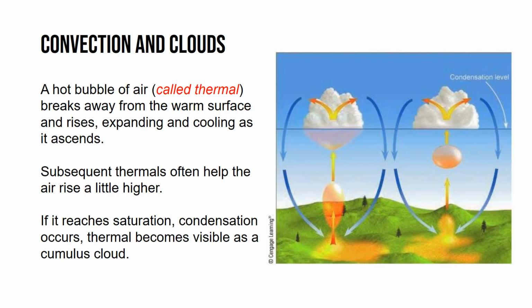So we know that some areas of the Earth are better absorbers of heat. So we can call these surfaces hotspots. The air above these hotspots becomes warmer than the surrounding air. So what does it do? It becomes a hot bubble of air, which we can call a thermal. This thermal breaks away from the warm surface and rises, expanding and cooling as it ascends.